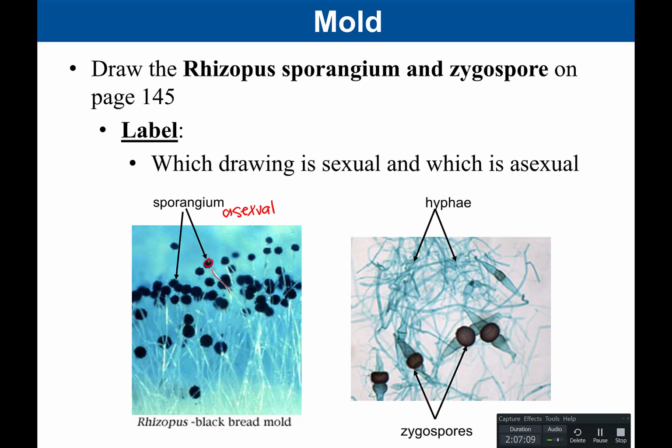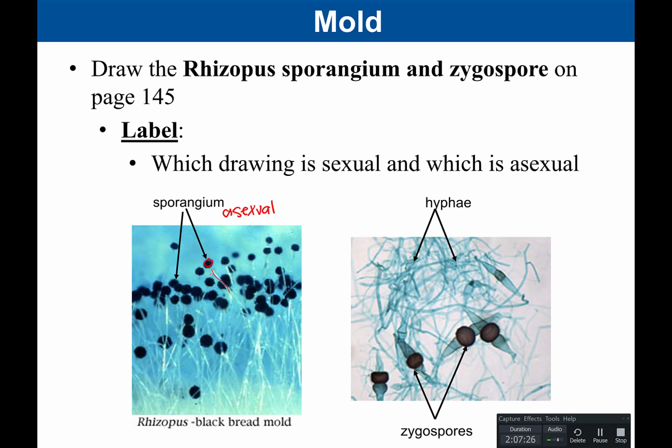Now, the spores are within the sporangium. The reason you know this is asexual, notice there's only one hyphae going to the sporangium. There's no partner. That's what tells you that this type of reproduction is asexual.